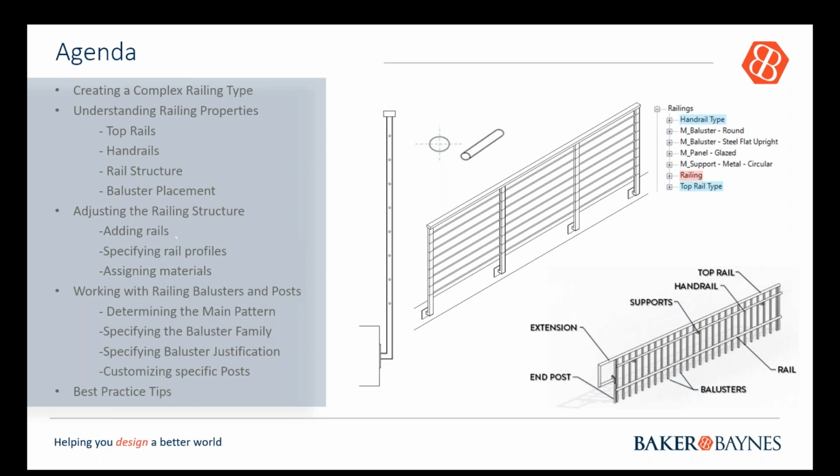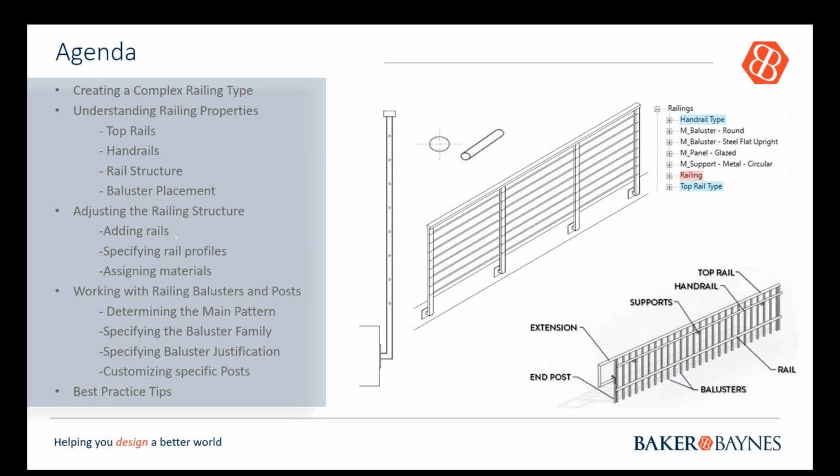We're going to go through understanding the railing properties, which is the top rails, the handrails, the rail structure, and the baluster placement. We're going to do some adjustments to the railing structure, which involves adding railings, specifying those railing profiles, and what kind of material is used on those railing profiles. We're going to be working with railing balusters and posts to determine a kind of pattern that we would like, and also specifying what kind of baluster family we want to use and what it looks like.